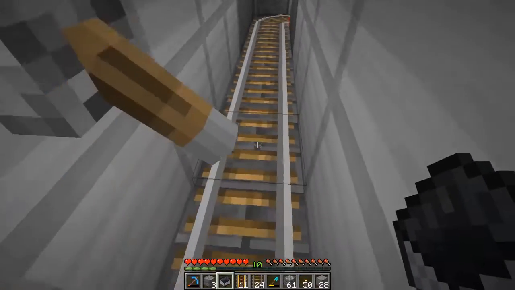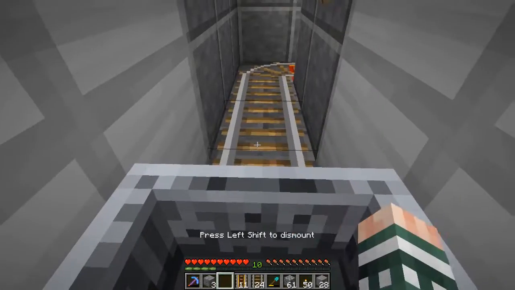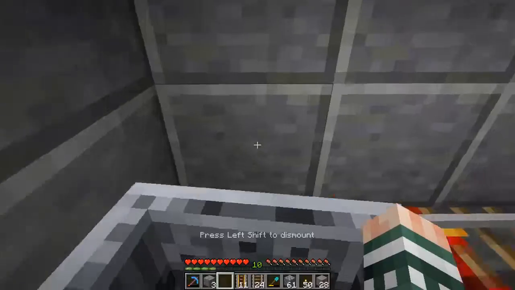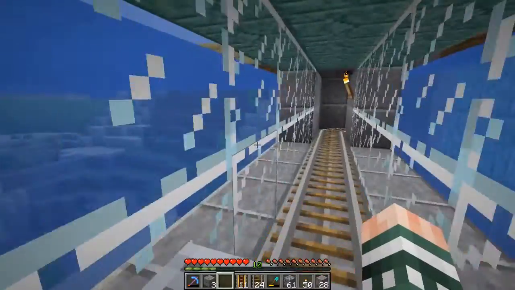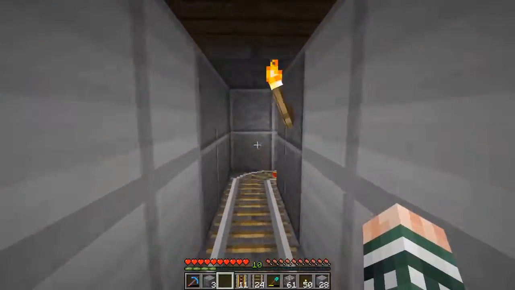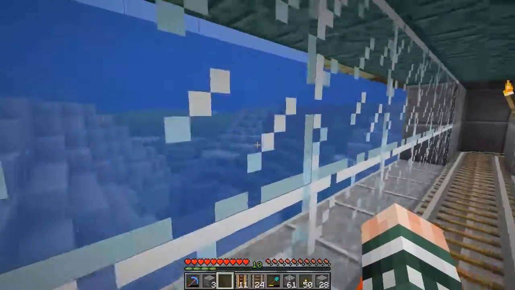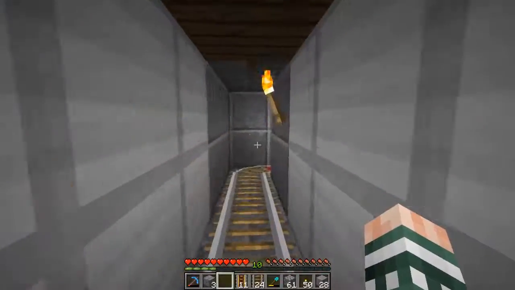Now let's see how this works. And whee! Well, certainly not a... yeah, I think it's going just the right speed that I need here. Good.